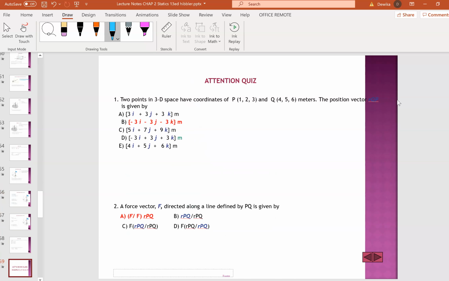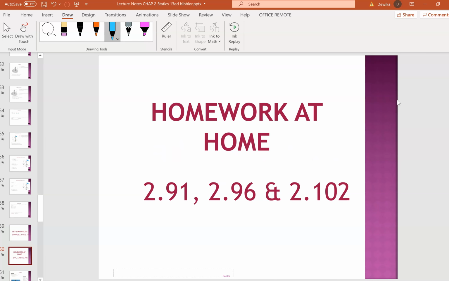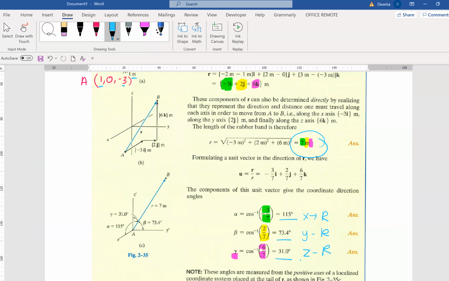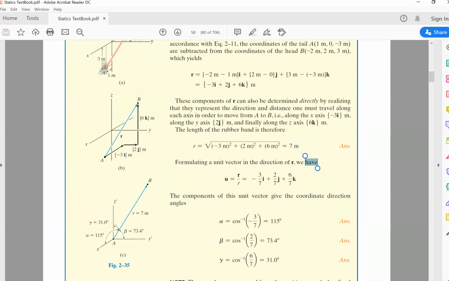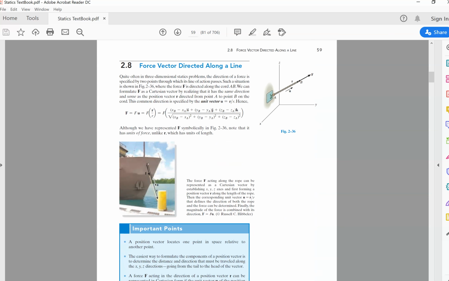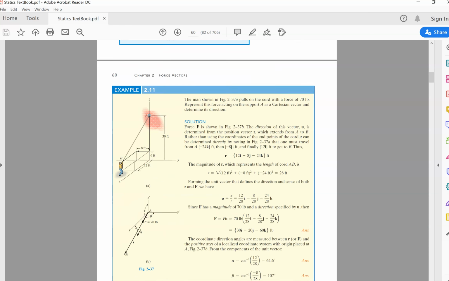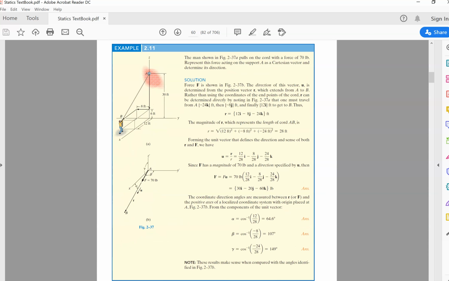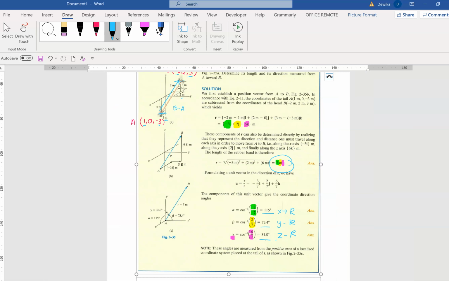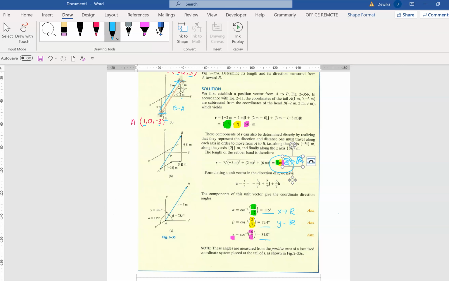I'm purposely skipping the examples from the PowerPoint, because I'm going to go to a tougher one from the textbook. So we have done this. We'll be moving to the next subchapter, which is force vector along a line. Okay, we're going to move to example 2.11. So this would be example 2.11. I bring it down to Word. Sorry, 1 second.